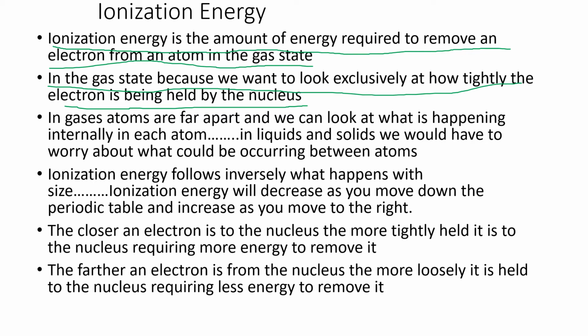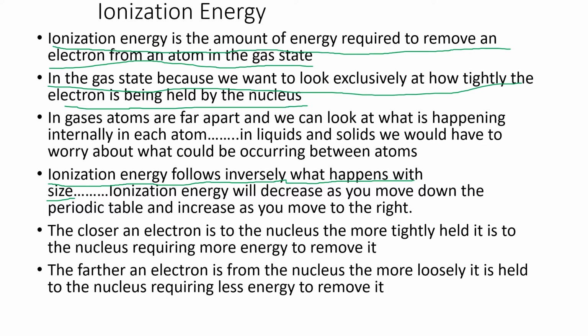If we go into the liquid or the solid, the atoms are so close, we have other effects that can be happening. It's really important that we understand what happens with the size trend, because we're going to use the size trend to deal with what's happening with the actual ionization energy. Ionization energy follows inversely with what's happening with size. So ionization energy will decrease as you move down the periodic table and increase as you move to the right.